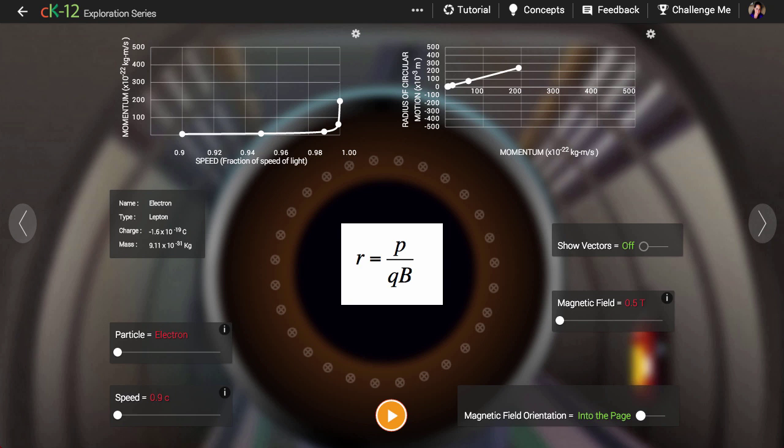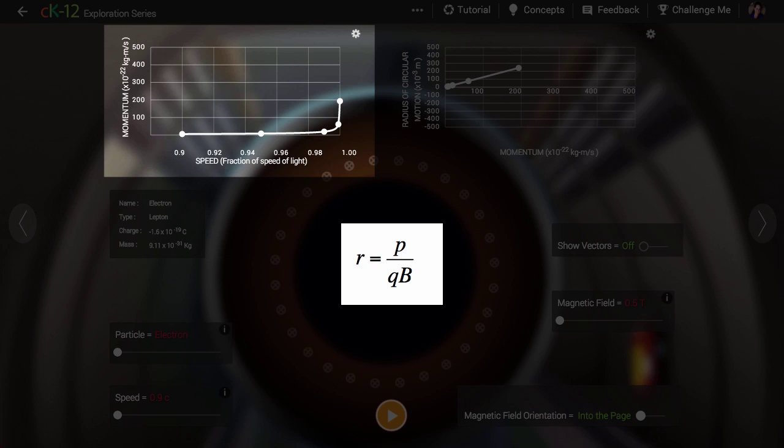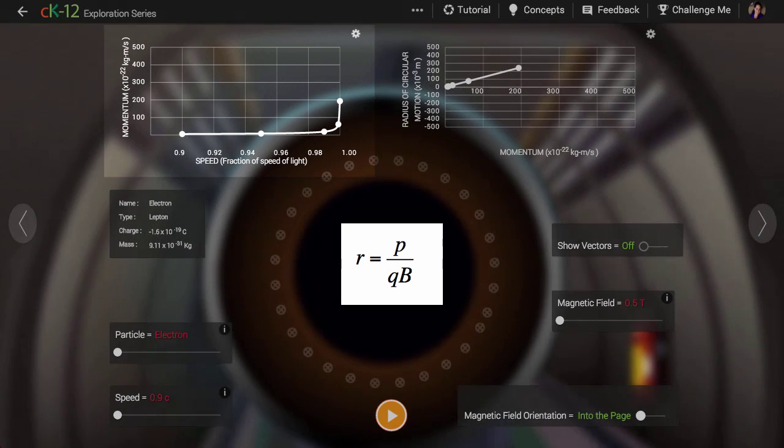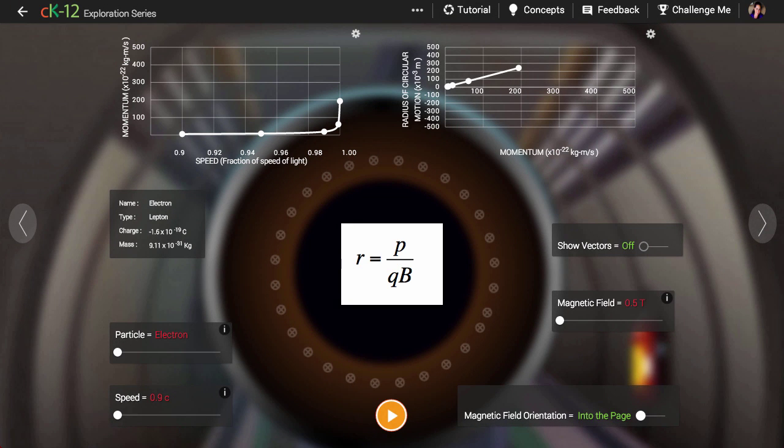Momentum at low speeds can be thought of as the product of mass and velocity, so higher mass objects have higher momentum. As you approach the speed of light, the momentum becomes rapidly higher, approaching infinity at the speed of light for a particle with non-zero mass. So we'd expect more massive particles to trace out bigger circles. Let's see if that happens.